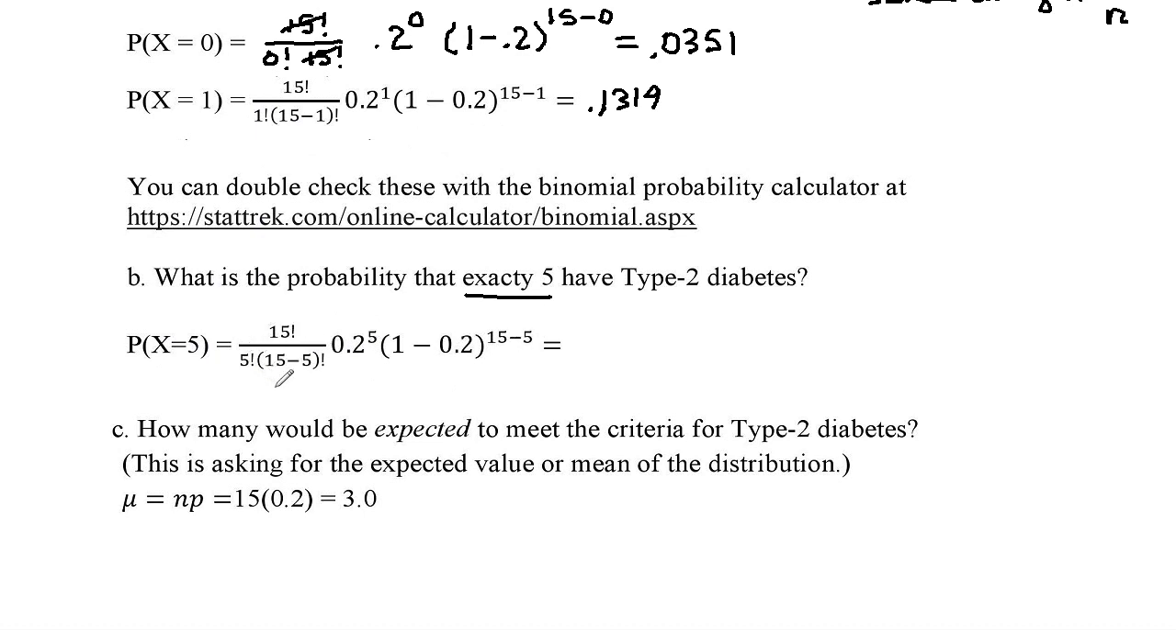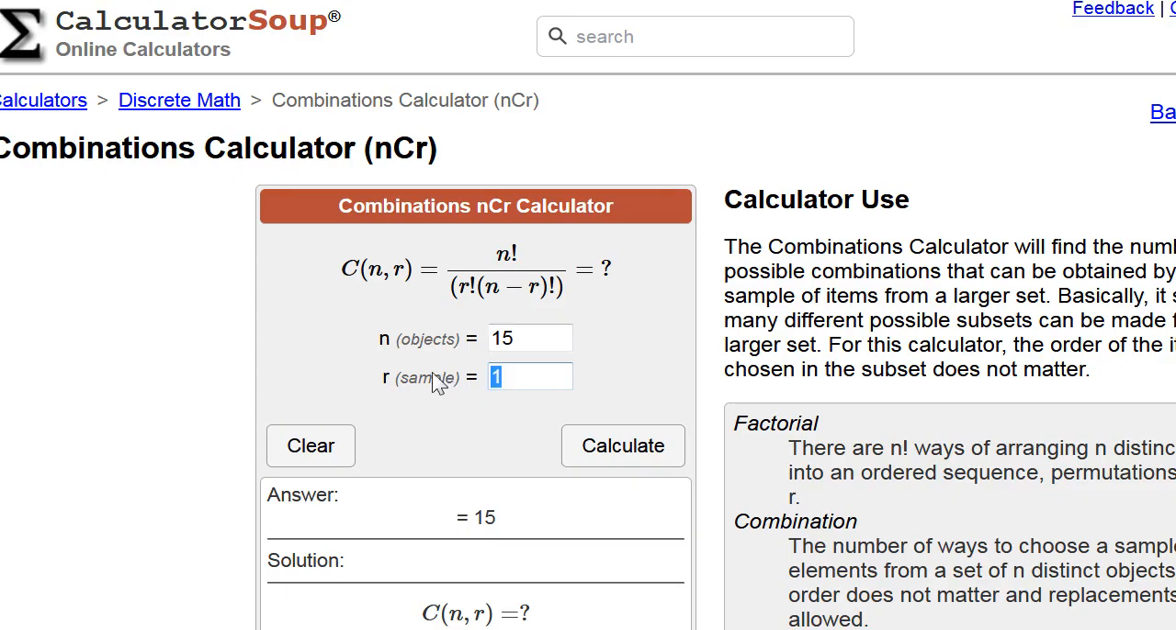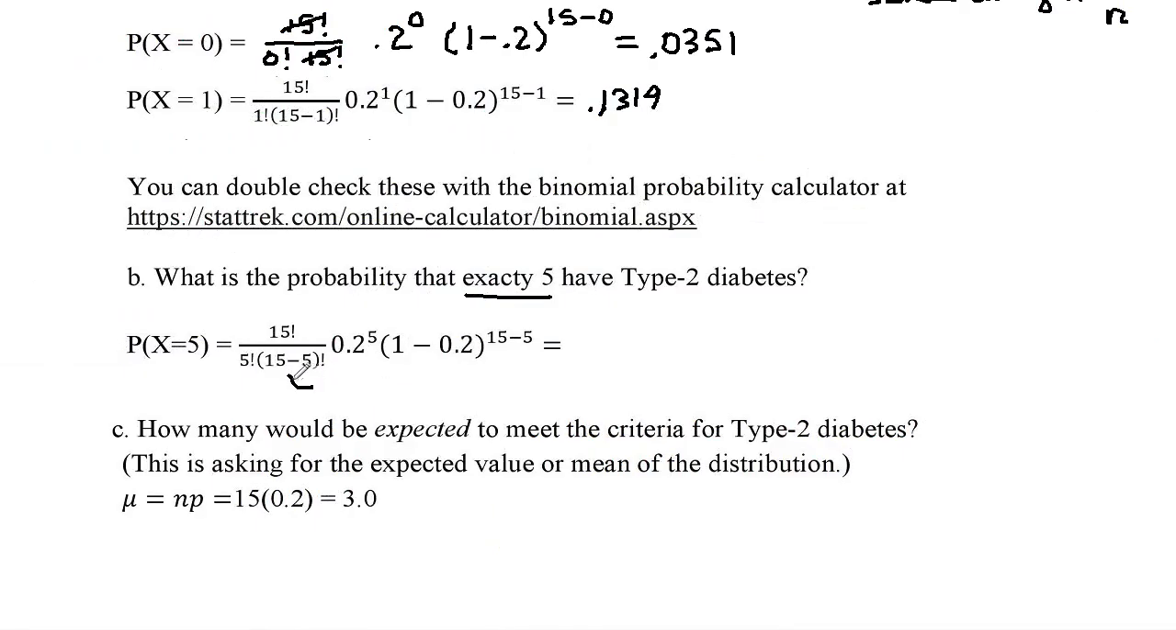So 15 choose 5. So go back to our combinations calculator, 5, and calculate. So that number out in front now is 3003. So this is 3003. And then the rest of this you can do on your calculator. That's just powers. So if you do the calculator work on that one, you will get 0.1032. So 10.32% chance we'd have exactly 5 out of the 15 that would have diabetes.